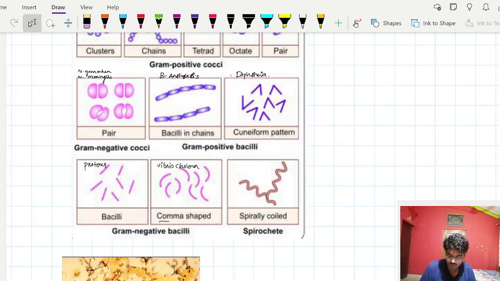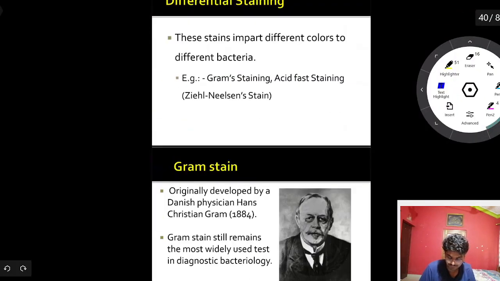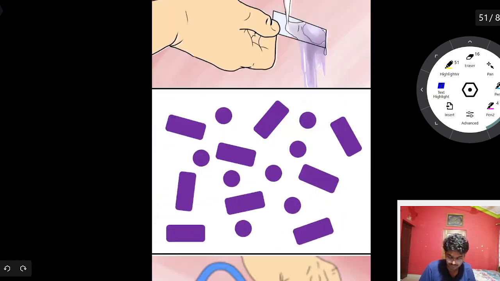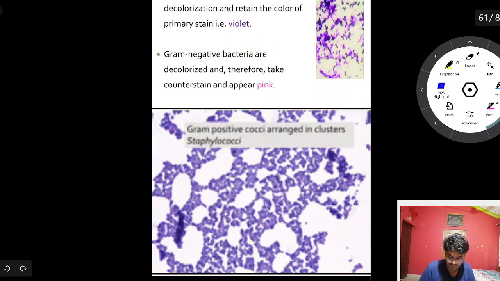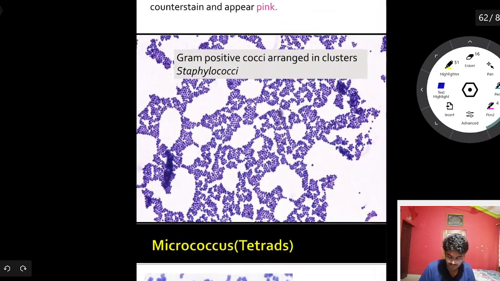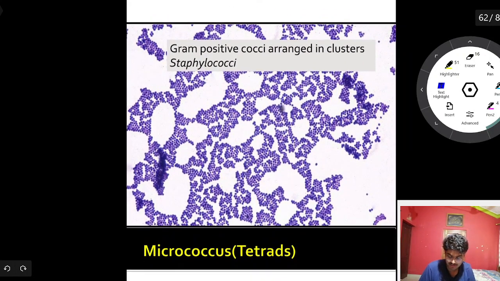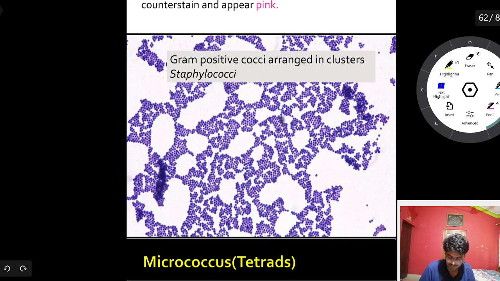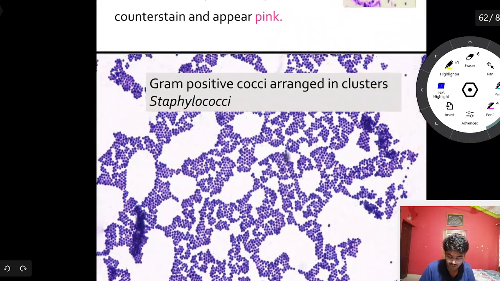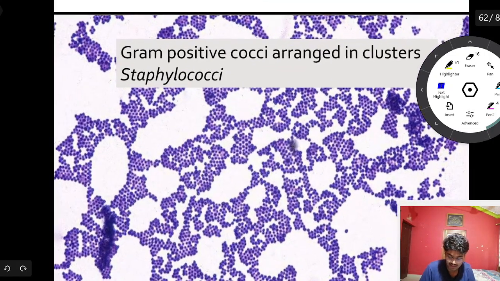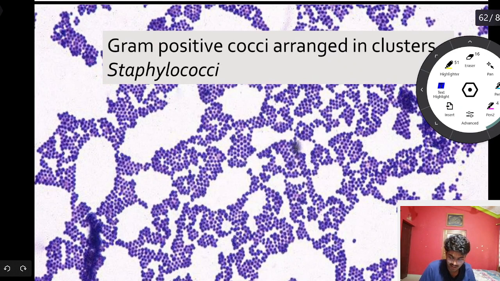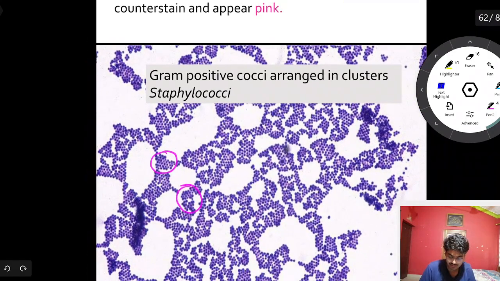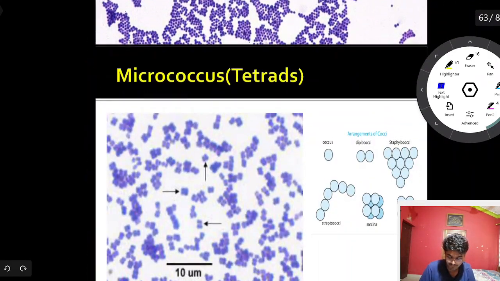Let me show you the slide. Okay, you see, this is Micrococcus seen as tetrads. And these are Staphylococcus. Staphylococcus means there will be clusters. You see, gram positive cocci arranged in clusters. This is one cluster, this is the other cluster. These are gram positive cocci, for example Staphylococcus.